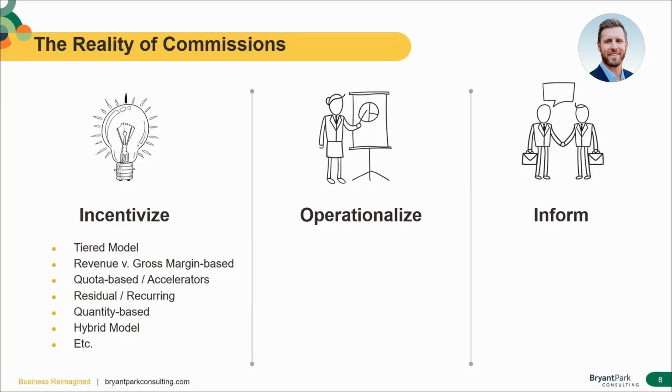Having quota-based targets, and typically with Codebase too, you're seeing certain accelerators depending on if and where they're going above and beyond in context to that quota attainment. Residual, recurring, quantity-based, hybrid models. We could go all the way into other aspects around commission splits, especially as you think of sales teams and organizations collaborating to help drive additional sales to the organization. That process can come in a lot of different ways.